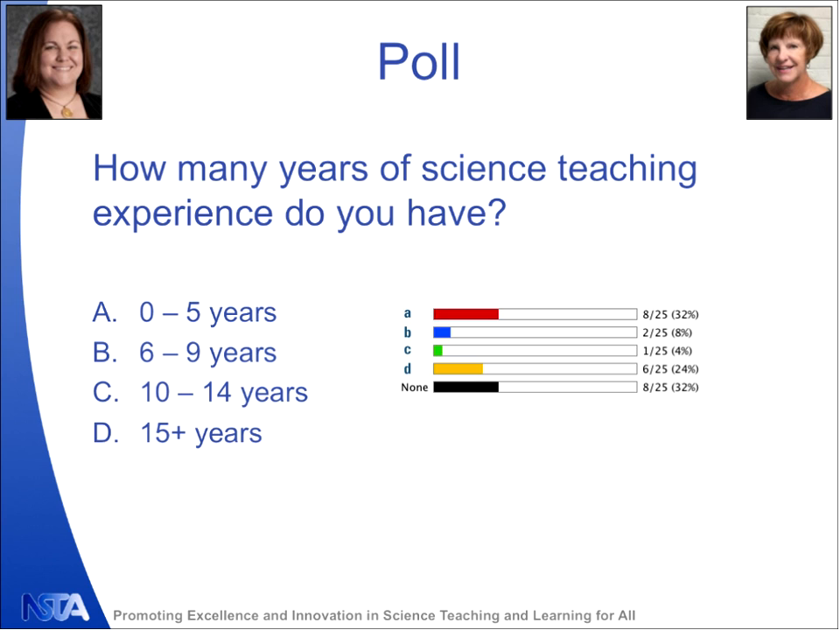Well, we have 8 teachers who have 0 to 5, 2 teachers at 6 to 9 years, 1 teacher 10 to 14, and then 6 with 15 plus, and then we have 8 who do not have, they may have other areas of expertise outside the science teaching one. All right, we'll continue on.